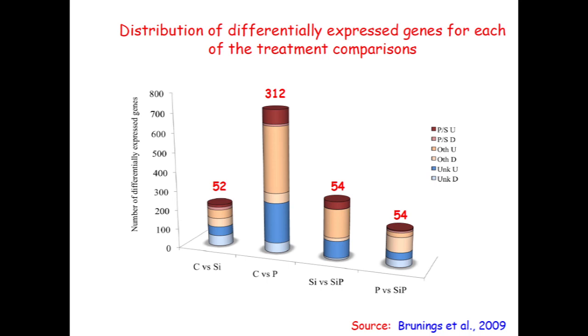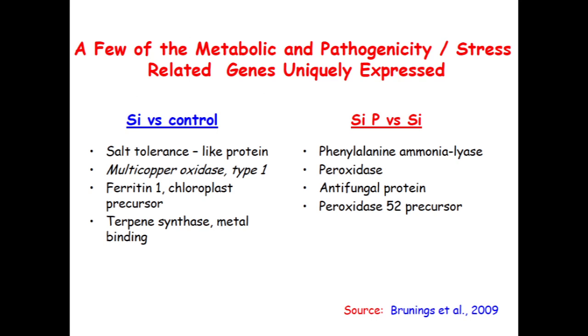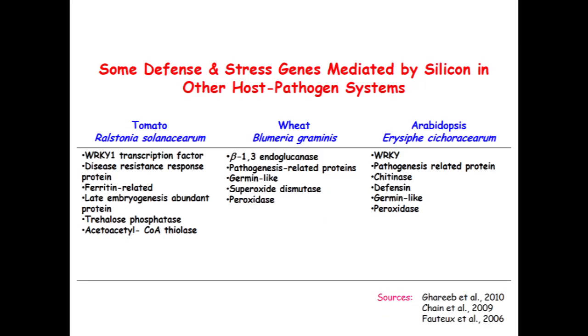So what were some of those? Well, for silicon versus control, we saw a salt-tolerant-like protein. With a silicon pathogen versus silicon, we saw peroxidase. I just showed that to you earlier with the northern blot analysis. Peroxidase, the antifungal protein, we saw that with the PR1 proteins, for example. Of course, this is not unique to rice. Some of the other studies that have been done are in tomato bacterial wilt, wheat powdery mildew, and Arabidopsis and powdery mildew. And there are a number of uniquely expressed genes, whether they're defense or stress related, that have been observed.